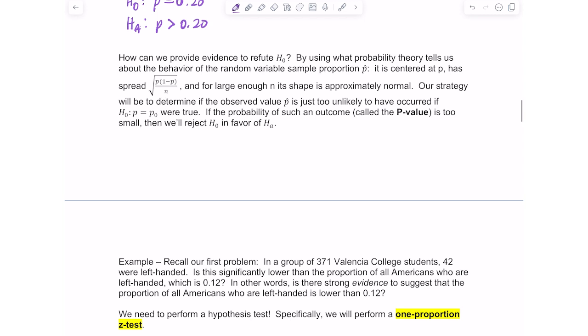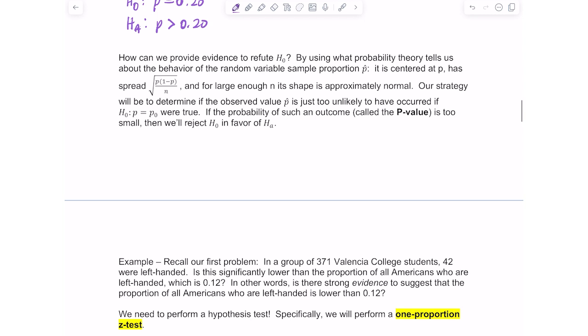Our strategy will be to determine if the observed value, p hat, is just too unlikely to have occurred if the null were true. If the probability of such an outcome is too small, then we'll reject the null in favor of the alternative. Okay, that probability value is called the p-value, and we're going to look at that more in depth here.